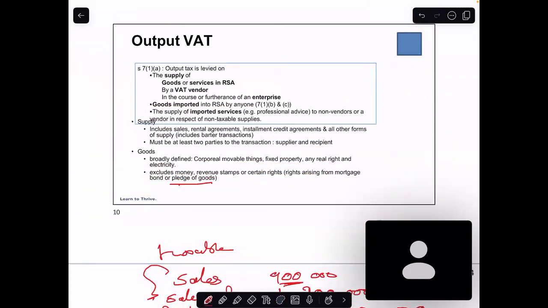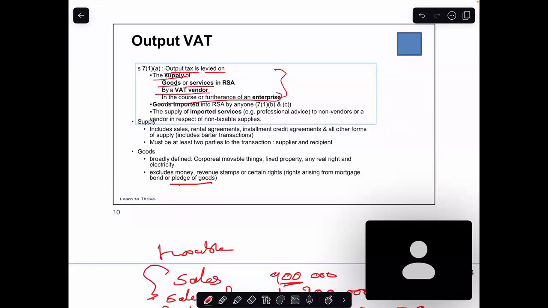Right, according to this slide, which is the same information which is in your textbook there, they are saying output VAT is levied on the supply of goods or services in the Republic of South Africa by a vendor in the course of the furtherance of an enterprise. Right, let's take a pause here. We are receiving an insurance payout from the insurance company. Is that a supply of goods or service by a registered vendor in the course of a furtherance of an enterprise?